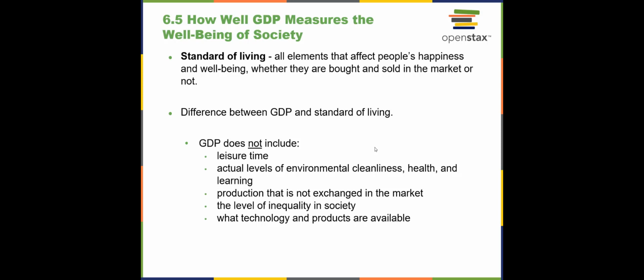So GDP does not include the value of leisure time, actual levels of environmental cleanness, health, and learning, production that is not exchanged in the market, the level of inequality in society, and what technology and products are available. So for that reason, GDP and standard of living differ, because standard of living includes everything in GDP plus the value of leisure time and the other bullet points listed here.